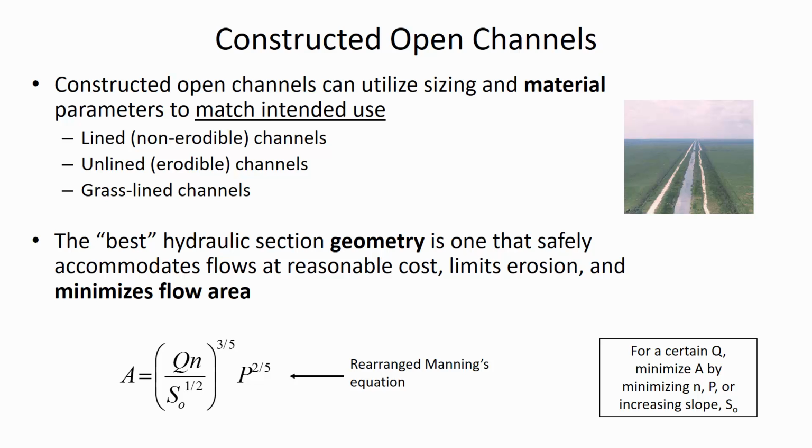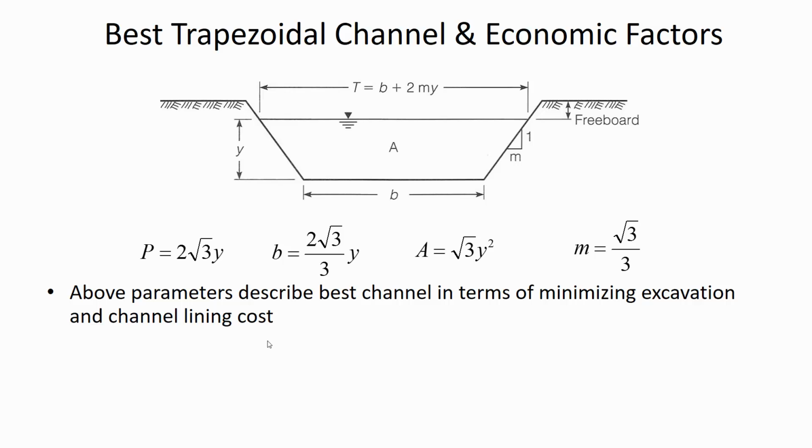So we want to minimize the flow area. Now, on the basis of shape, the best trapezoidal channel is one that looks like this. And here, the side slope, where 1 is the vertical and m is the horizontal component. You notice here, m of square root of 3 divided by 3 means that you're actually going to have a side slope that's steeper than a 1-to-1 ratio.